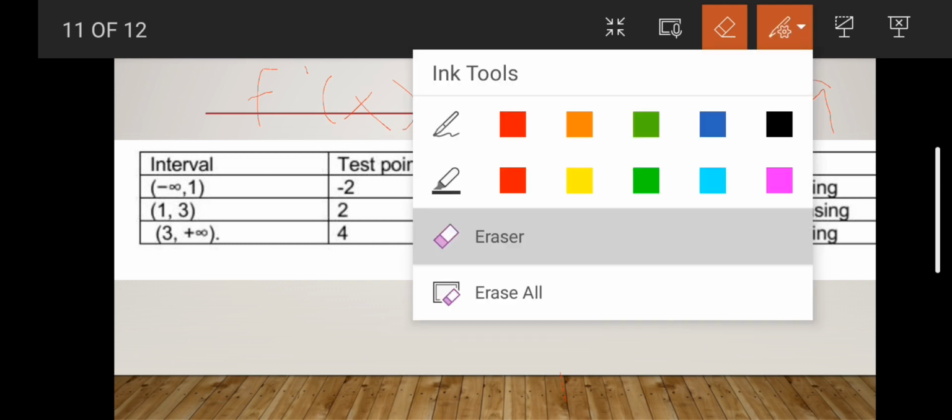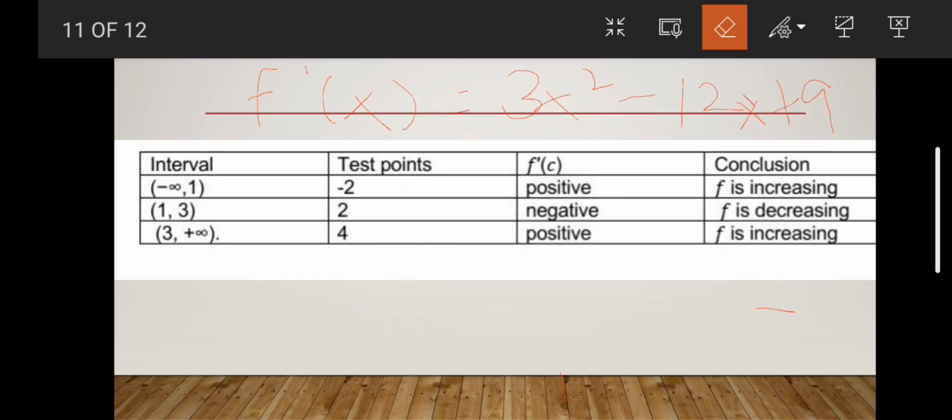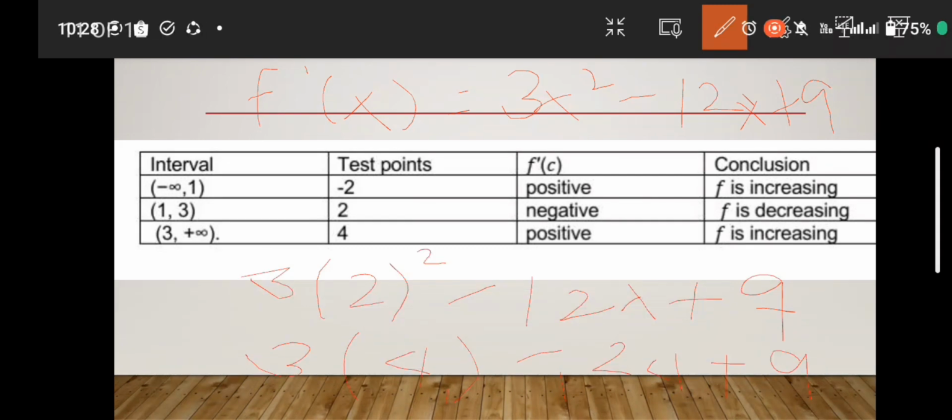So we'll try the next test point for the interval 1, 3, which is positive 2. Okay, so we have here now 3 times 4 is equal to 12 minus 24. It will be negative 12 plus 9 is equal to negative 3. So the f prime c here is negative for the interval 1, 3 with the test point 2.